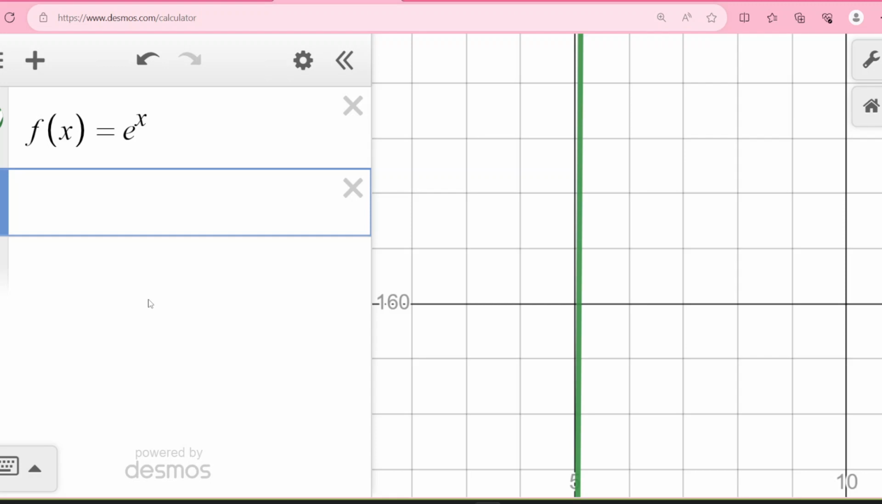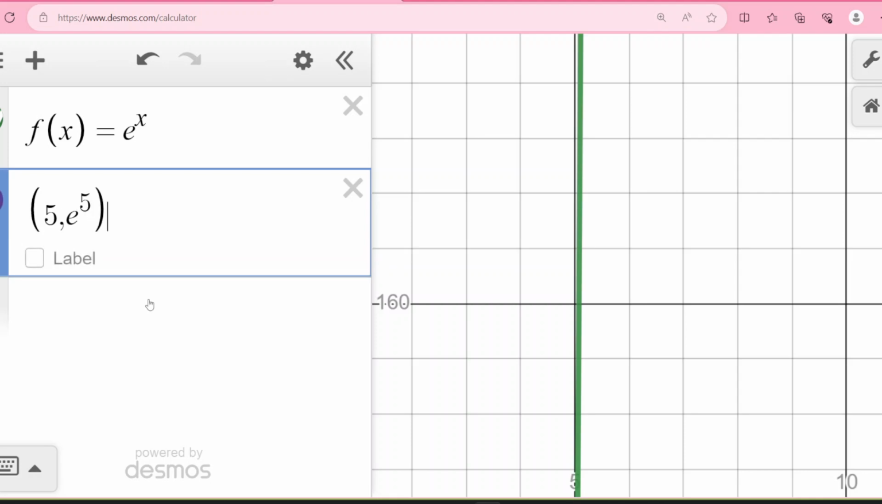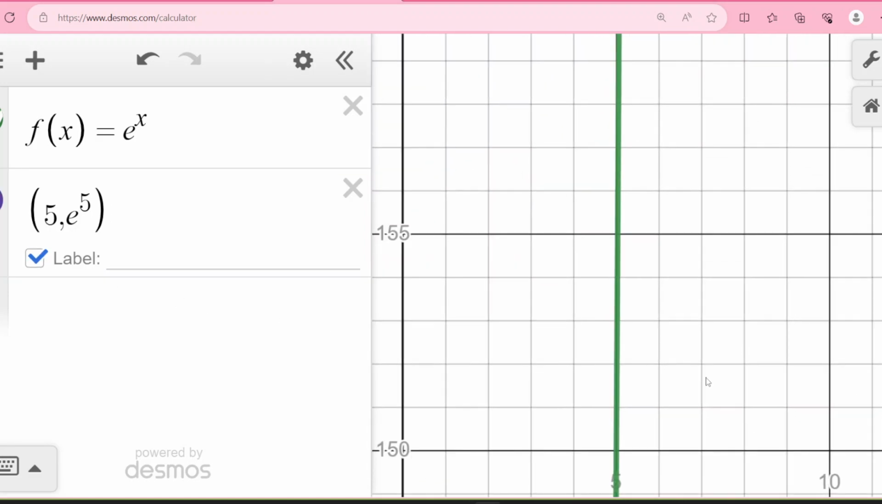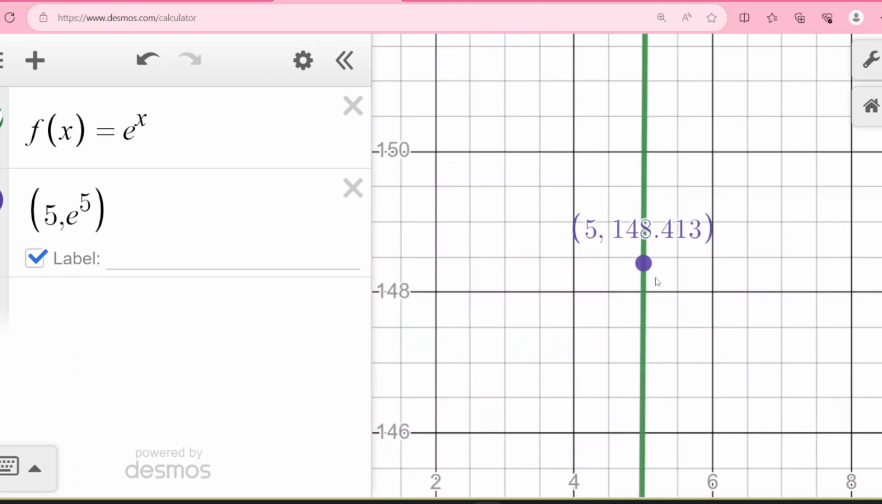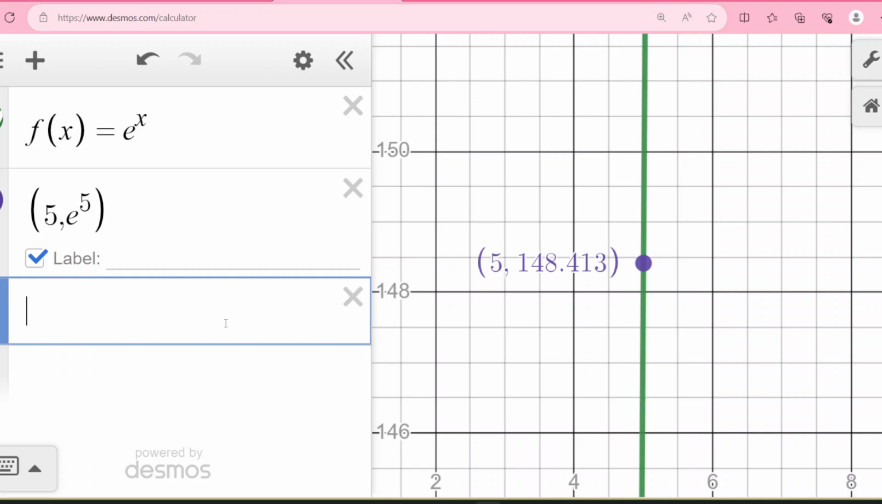And let me put that polynomial in. Let me see if I can actually plot this point, 5, e to the fifth, and label it, and find this point. There it is. So here's near 5, centered at 5, and then you've got this green graph going pretty much straight up and down almost.